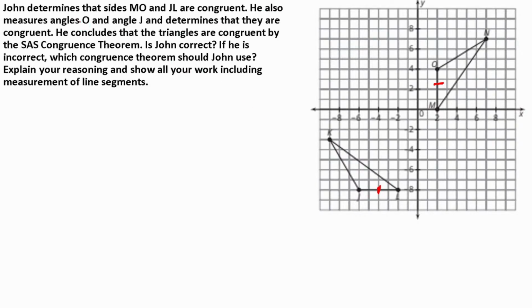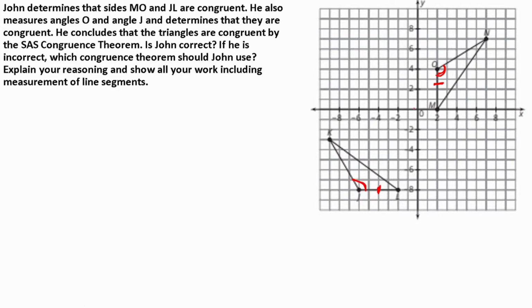He also measures angle O and J and determines that they are congruent. So we're going to also mark those off. Angle J is here. And angle O is here. So we have the side and we have an angle congruent. He concludes that the triangles are congruent by side angle side theorem. Is John correct? If he is incorrect, which congruent theorem should John use? Explain your reasoning and show all your work, including measurement of line segments.